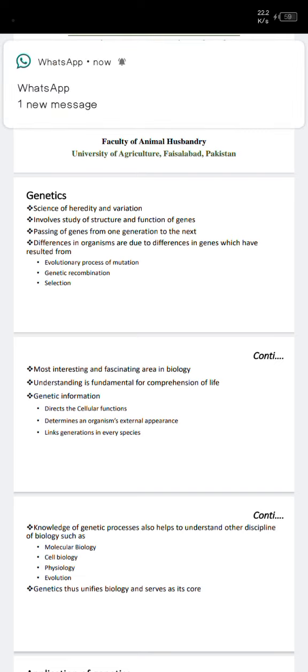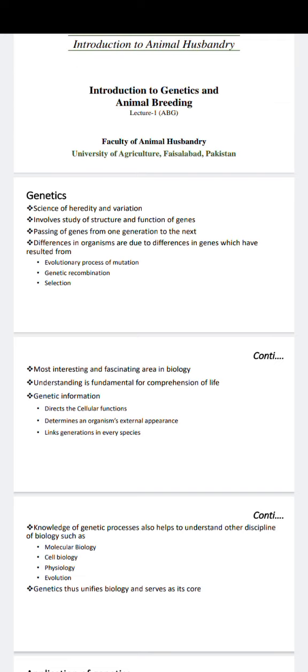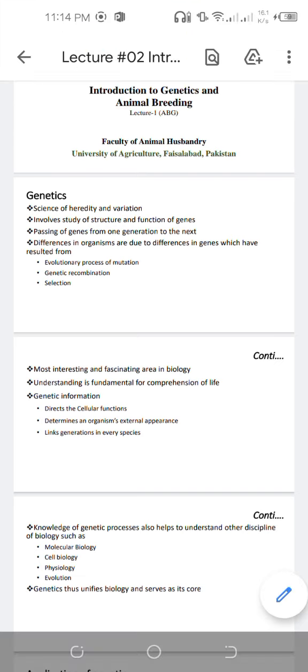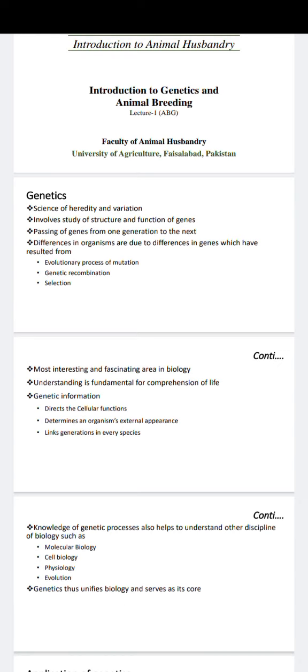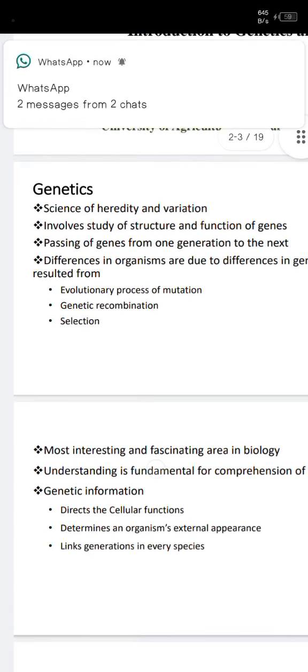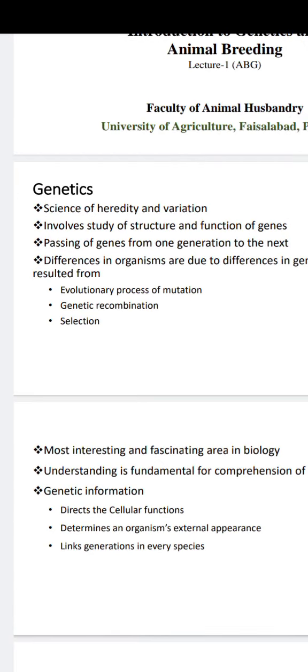Introduction to animal husbandry. This is the second lecture of this class. We will discuss many things in this lecture, the most important things, and the first thing that we will discuss is genetics. Genetics, the science of heredity and variation, is called genetics.